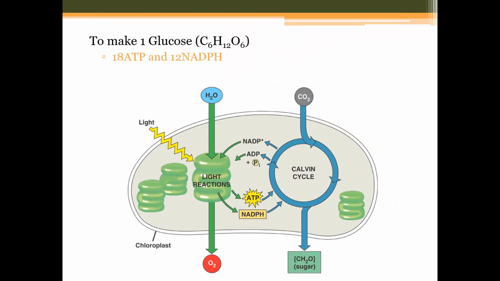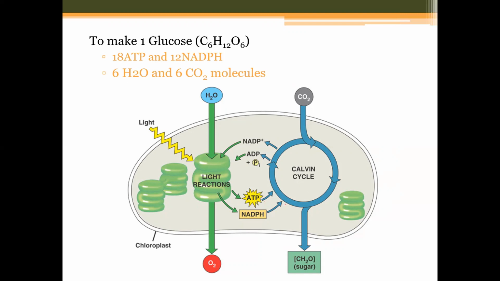So to make 1 glucose, you're going to need 18 molecules of ATP. You're going to need 12 NADPHs. Now, why is that? And also, you're going to need 6 water molecules and 6 carbon dioxides to make that.